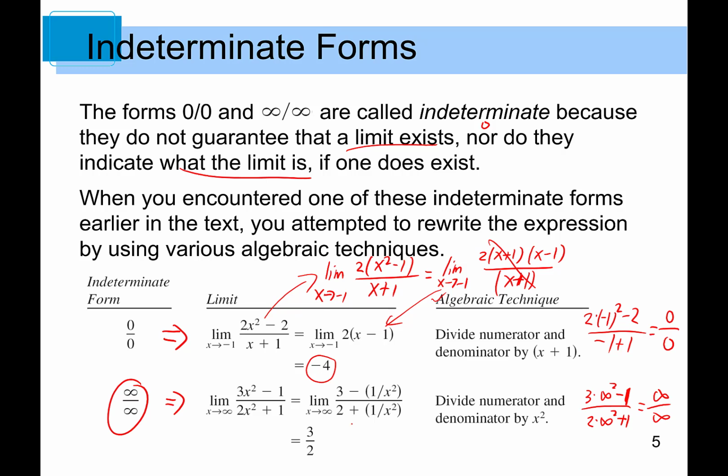And you plug in infinity here, 1 over infinity squared becomes 0. So this term is basically 0. So it becomes 3 over 2. That's going to be the limit. So the algebraic technique we use here is to divide every single term in the numerator and denominator by x squared.